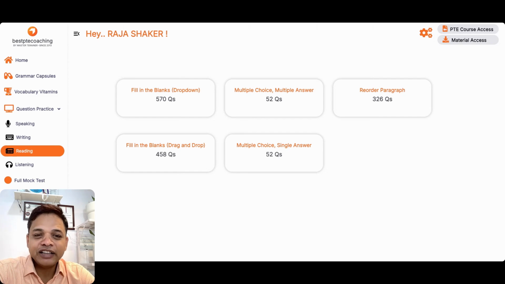So after multi, there is reorder paragraph which carries 8. There is drag and drop subsequently that carries 18. So 26 marks are waiting for you. If you are getting busy with multiple choice, multiple answer, you may not be able to answer them well, which puts your score under pressure. So my suggestion is very simple.